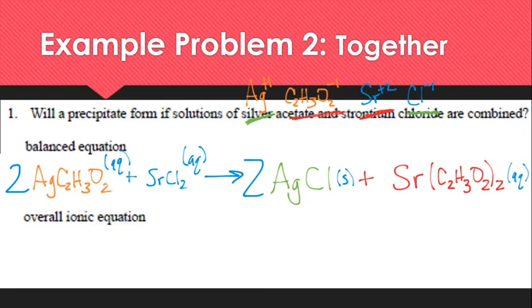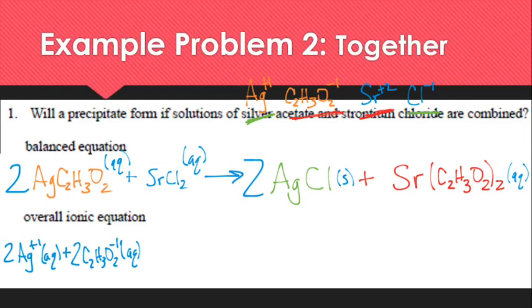But overall ionic equation, this is where we break up anything that's aqueous. So this first thing, silver acetate is aqueous, so I'm going to keep that 2 and distribute that 2 to each of these pieces. That A, more like a Q. So breaking it up into silver and 2 acetates, C2H3O2, giving it its charge, and then it's aqueous.